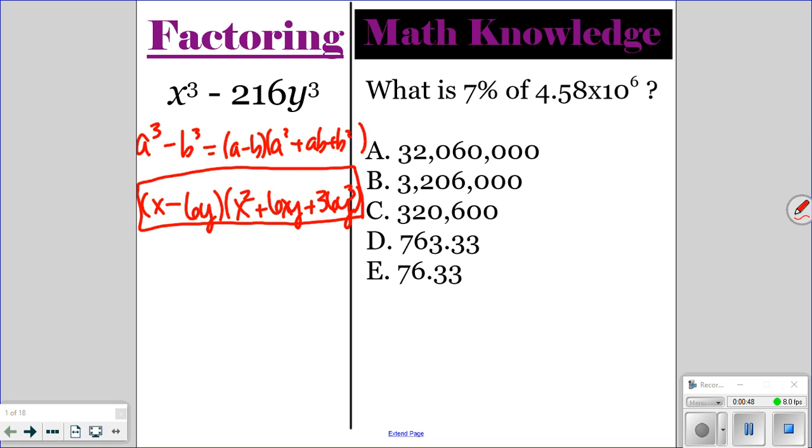For the math knowledge question, 7% is the same thing as 0.07. So multiply it by that number and you get 320,600.